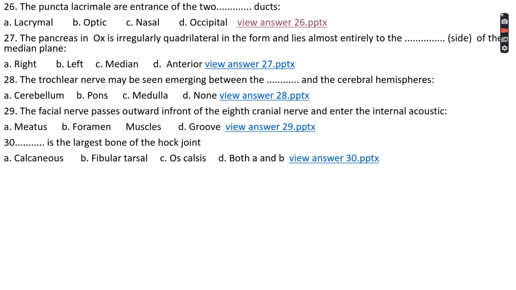Question number 27. The pancreas in ox is irregularly quadrilateral in form and lies almost entirely to the dash side of the median plane. Option A right, option B left, option C median, option D anterior. The right answer is option A, that is right.